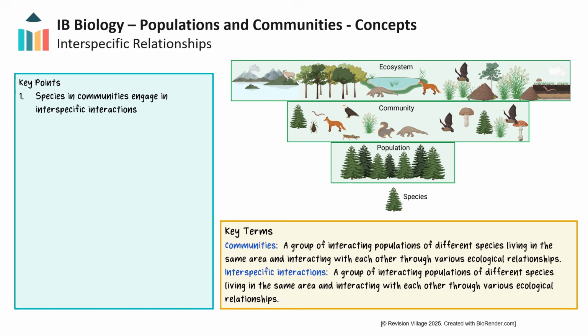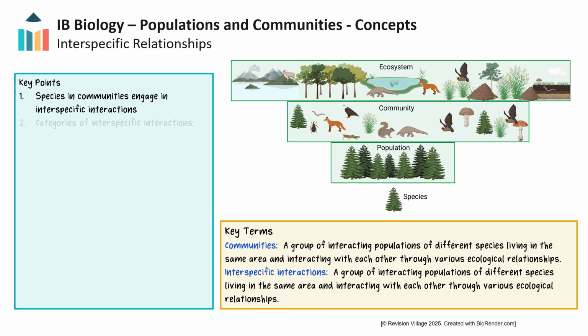A community comprises interacting populations of different species that coexist within the same area and engage in various ecological relationships. Within these communities, species participate in a range of interspecific interactions with other species. Communities are characterized by the presence of diverse populations of different species living together and interacting through multiple ecological mechanisms.